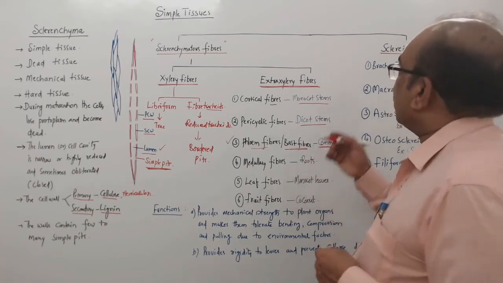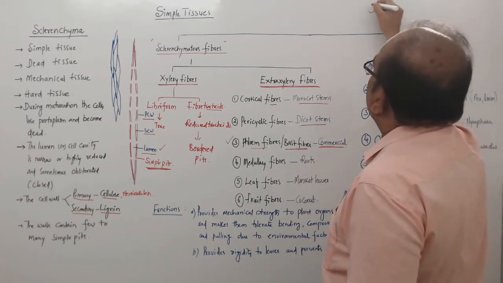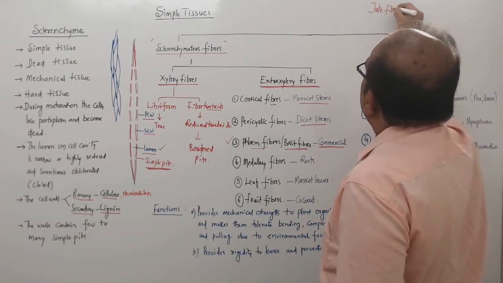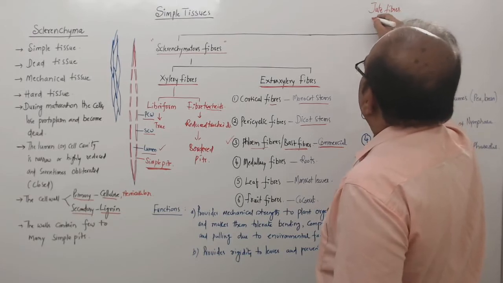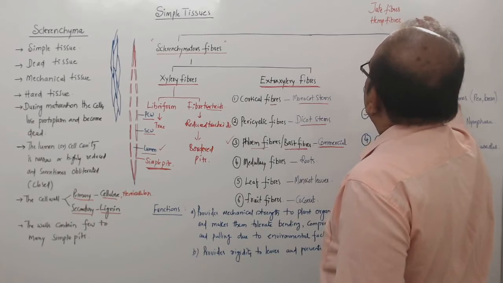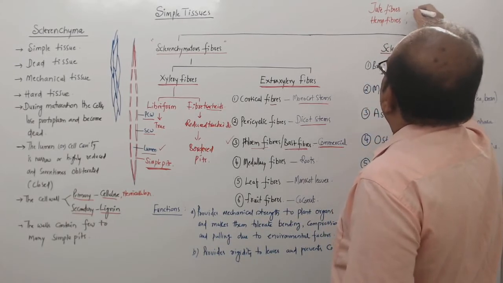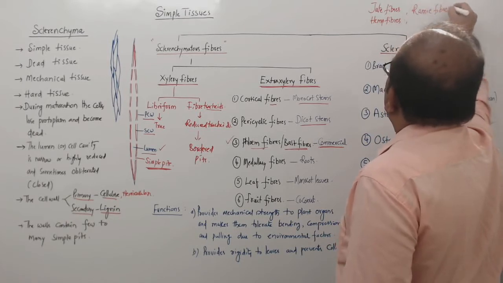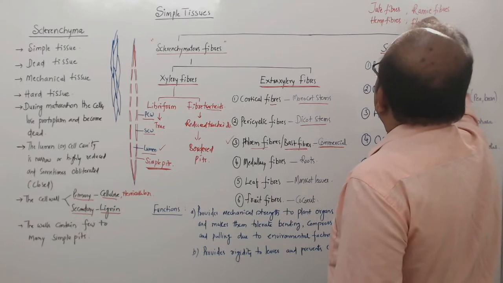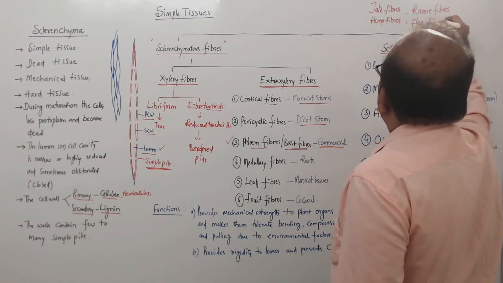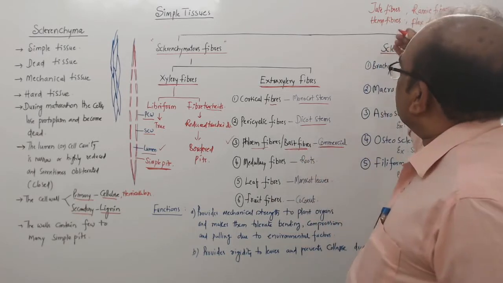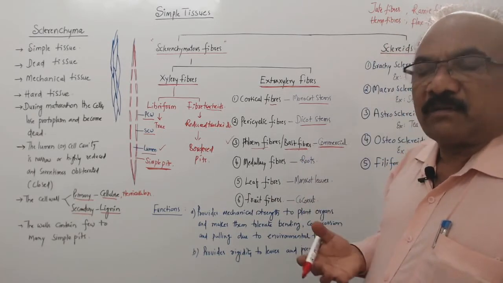These bast fibers are commercially useful fibers. Means what? For example, we know that jute fibers, hemp fibers, ramie fibers, flax fibers. These are all phloem fibers, bast fibers, and they're commercially useful.